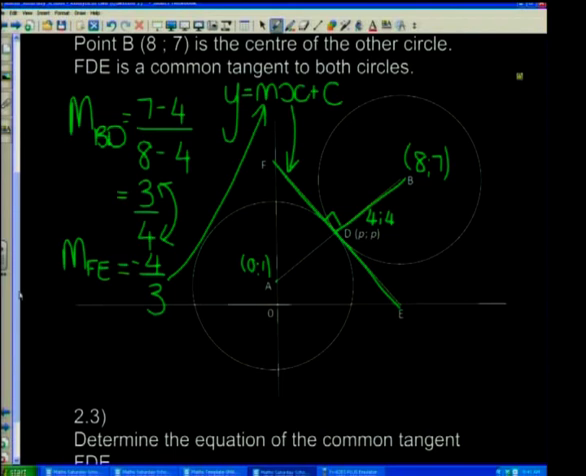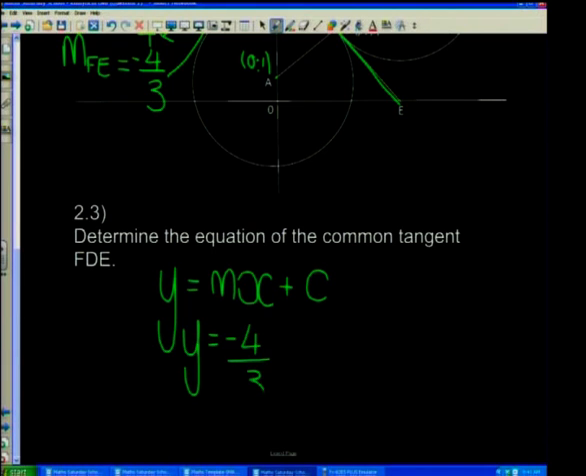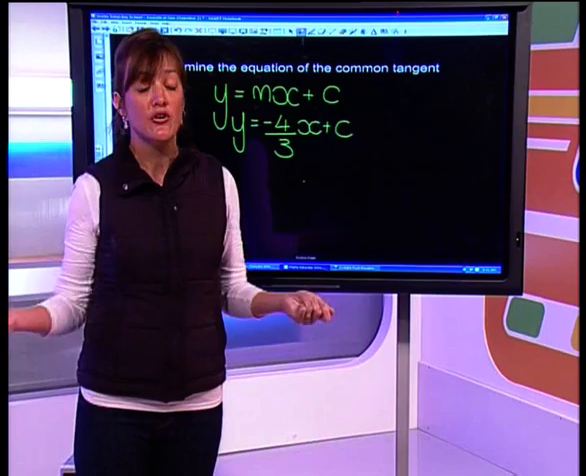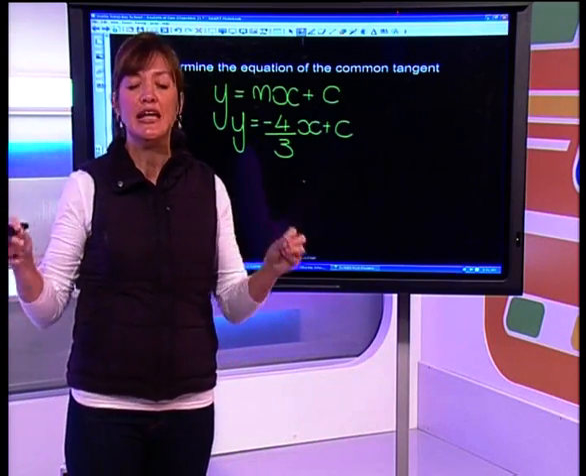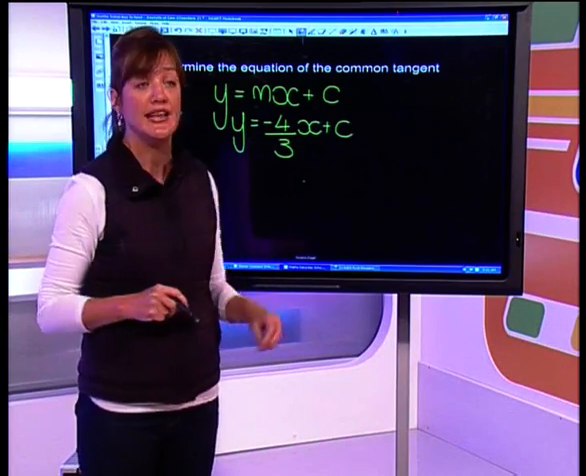Okay, so let's make this look neater. We've got y equals mx plus c. That's going to be the equation of our line FE. And the gradient straight away we know is negative 4 over 3x plus c. All right? As soon as you're trying to find the equation of a line or any graph, what you're looking for is points that are sitting on that line. Any point that is sitting on that line can be substituted into the equation.